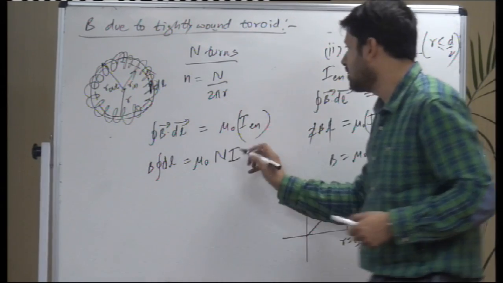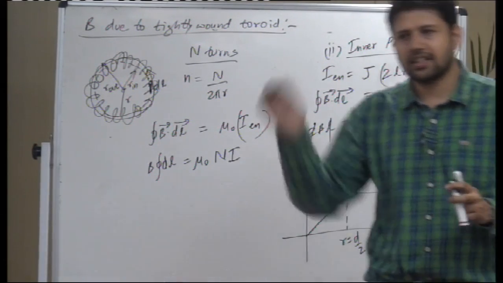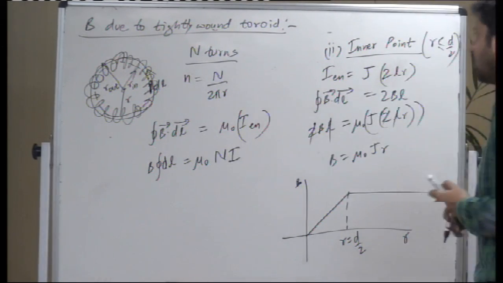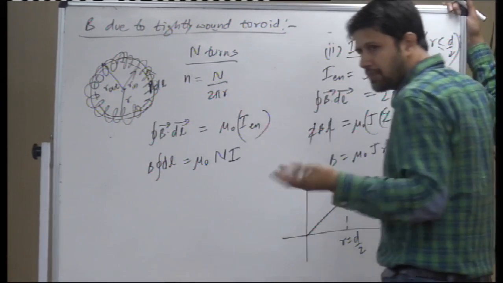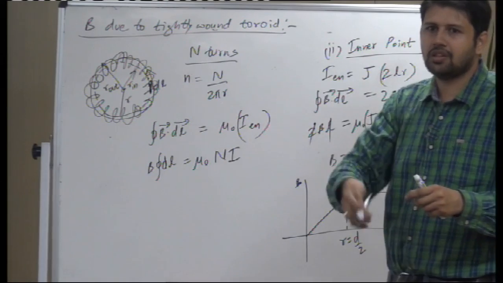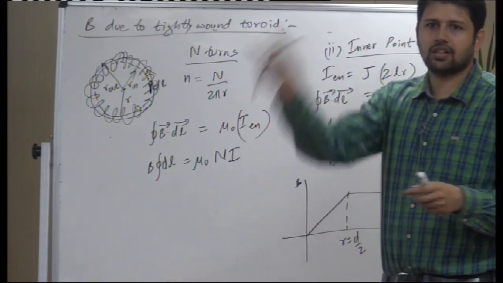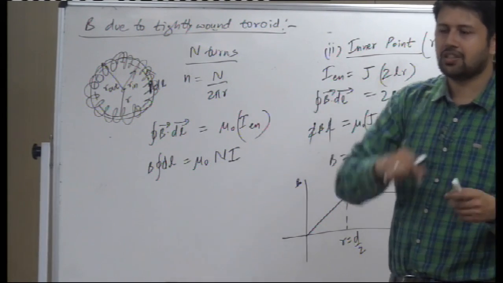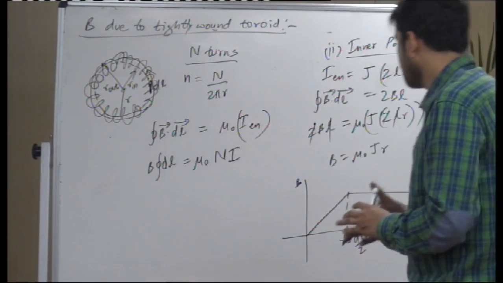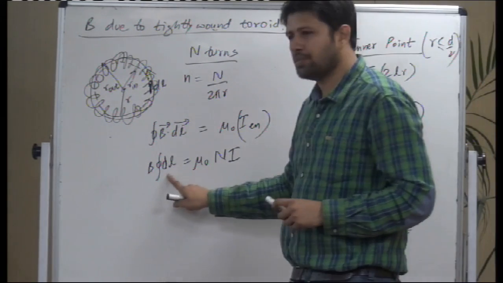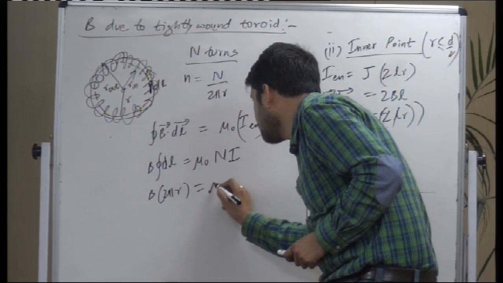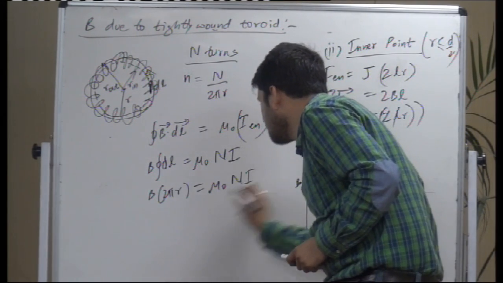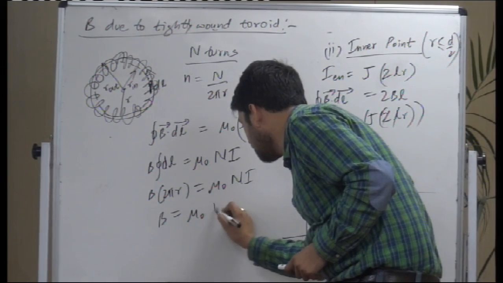Why? Because all the turns are taking current inward. So current I is going inward n times. Same current is going first time, then comes out second time, third time, fourth time. So n times same current is going in. Is it okay? So Ni, and this thing would become 2 pi r. So B would be mu naught Ni upon 2 pi r.